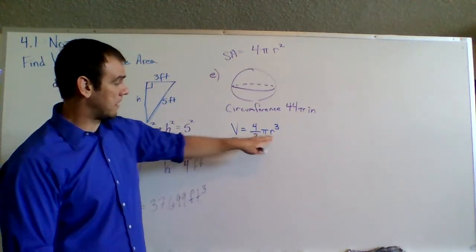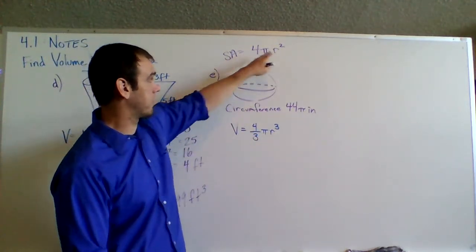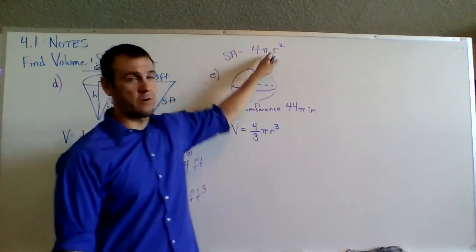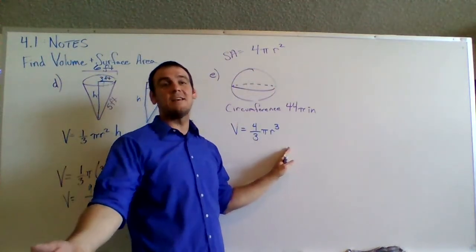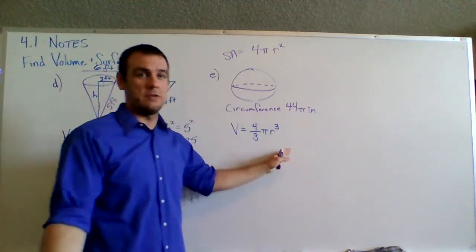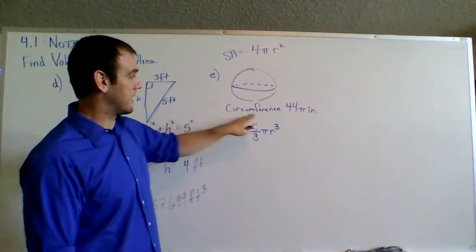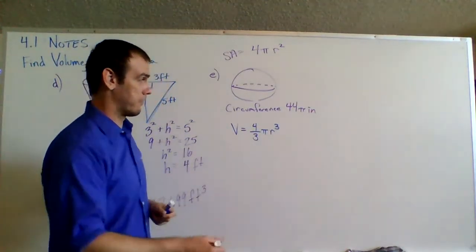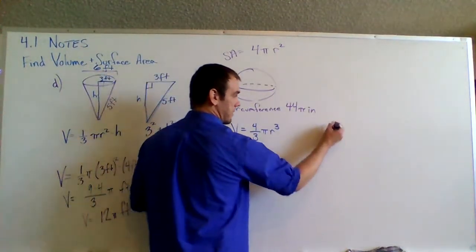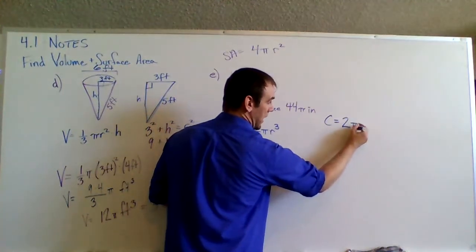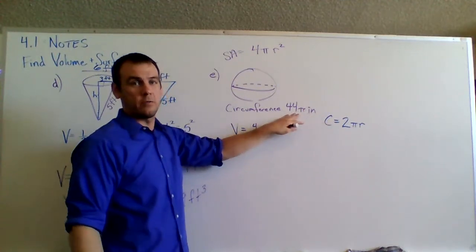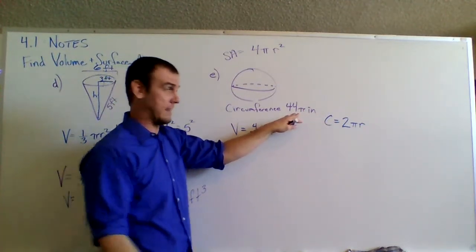We have the volume and surface area formulas, but in both we need the radius, and I didn't give you the radius because I'm a mean jerk. I gave you circumference. So how is that useful? Well, you know your circumference formula is 2 pi r. So we can set that equal to 44 pi inches.